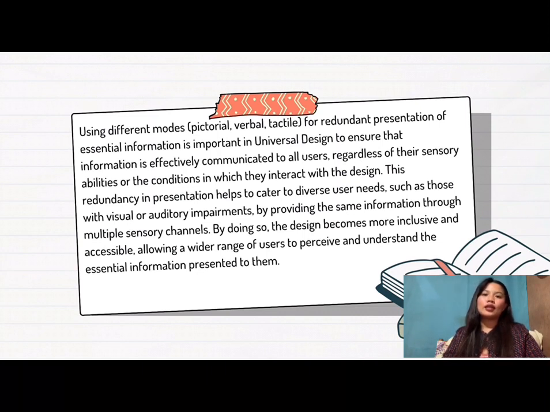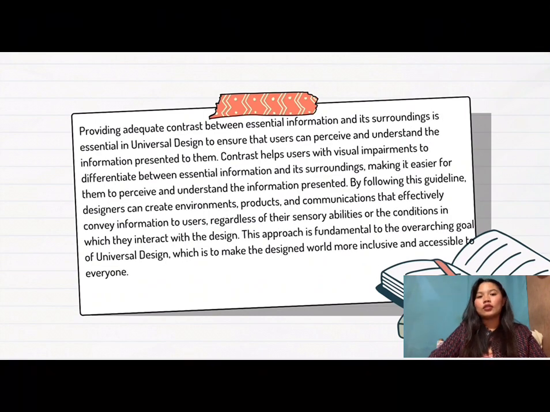By following this guideline, designers can create environments, products, and communications that effectively convey information to users, regardless of their sensory abilities or the conditions in which they interact with the design. This approach is fundamental to the overarching goal of universal design, which is to make the designed world more inclusive and accessible to everyone. Next is to maximize legibility of essential information.